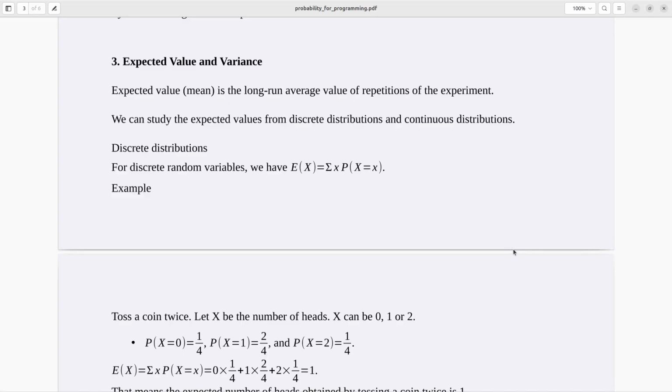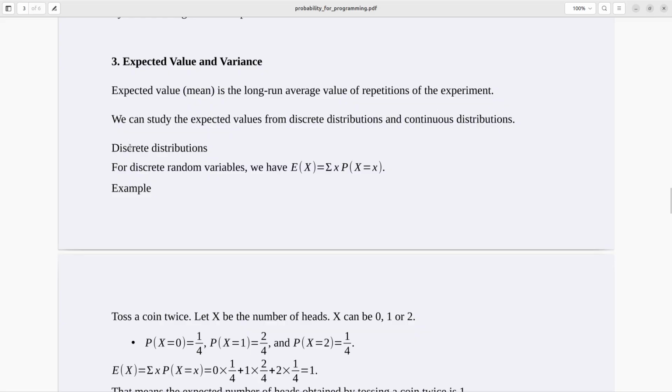Now let us talk about the third part of the video about the expected value and variance. This variance means the expected variance, okay? So the expected value, or what we call the mean, is actually the long-run average value of repetitions of the experiment. That means if we repeat the experiments many times, what would be the average value to come up? So we can use the formulas about the expected value to see the mean of our result. We can study the expected values from discrete distributions and continuous distributions differently. But the principle is the same, even though the formulas may be a bit different.